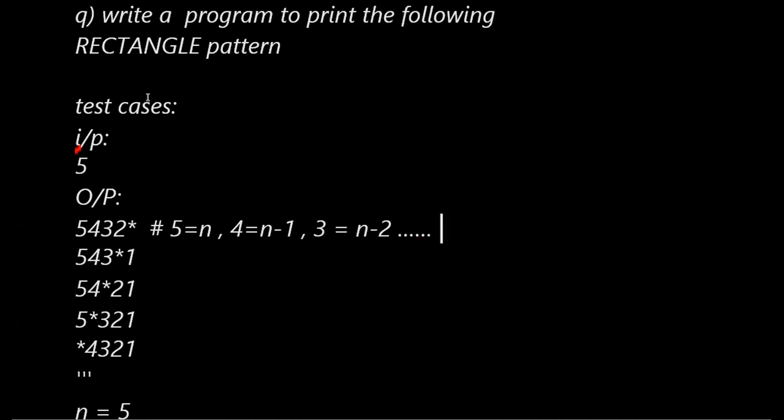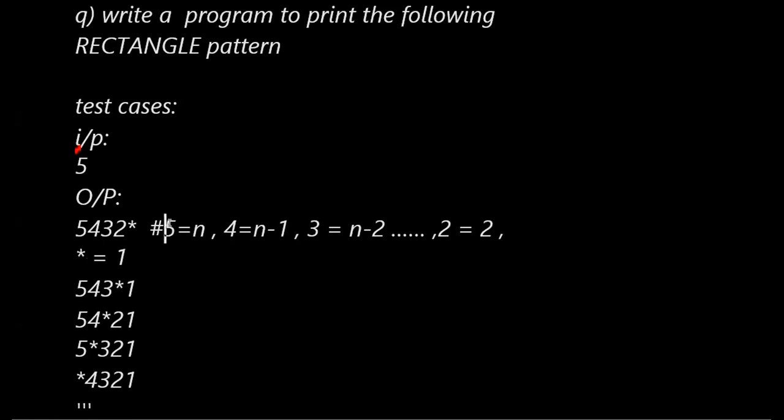In similar fashion, till where do I need to print? I need to print till 1, which is nothing but the first value. And then I need to stop. 2 I need to print, that is the second value, the last second value. And then I need to print again in place of 1, what do I need to print? Star I need to print, that is the first place value. So now let us see how to print this.